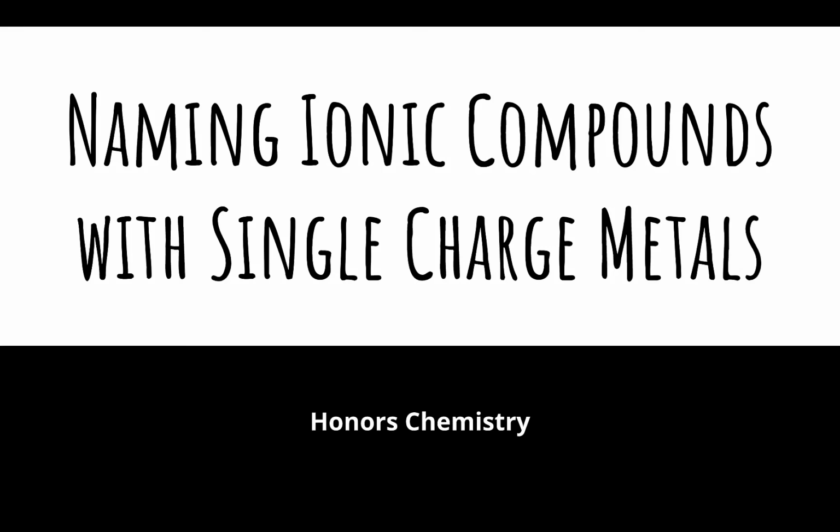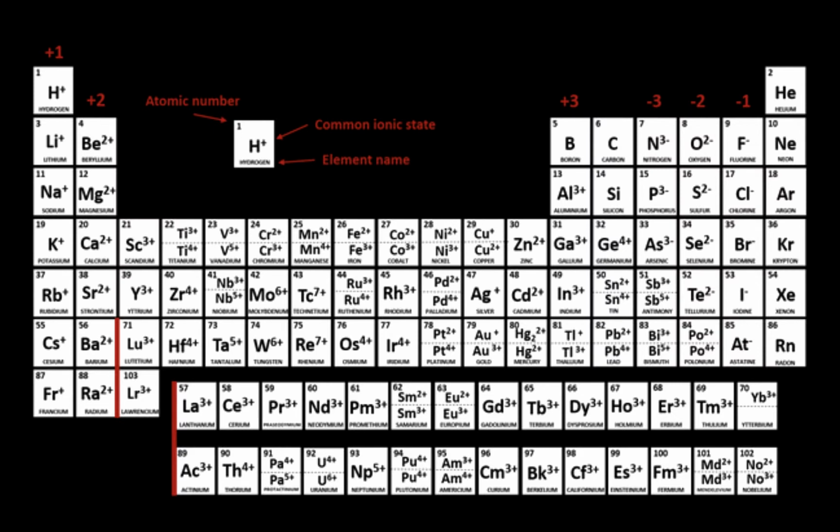Hi, this is Mrs. Baisden, and today we're going to talk about naming and writing formulas for ionic compounds with single charge metals. If you remember in the last unit, we talked about how different groups on the periodic table formed different charges when they lost or gained electrons. We focused mostly on groups 1 and 2, group 13, and then groups 15, 16, and 17.